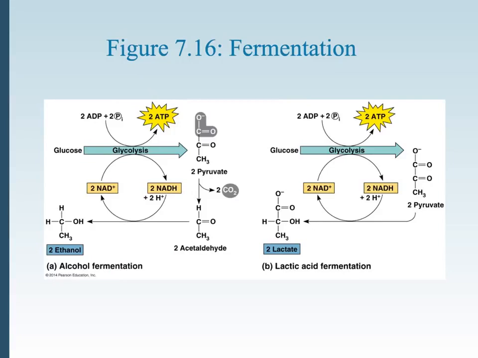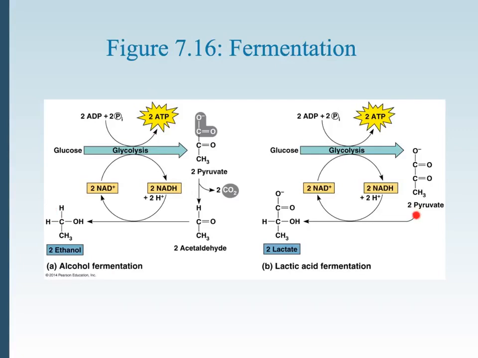But this is just a cycle of NADHs and NAD pluses, because remember that glycolysis is also producing these 2 NADHs. And so then we're able to oxidize it back into this and reduce this, I suppose, in producing ethanol over here.